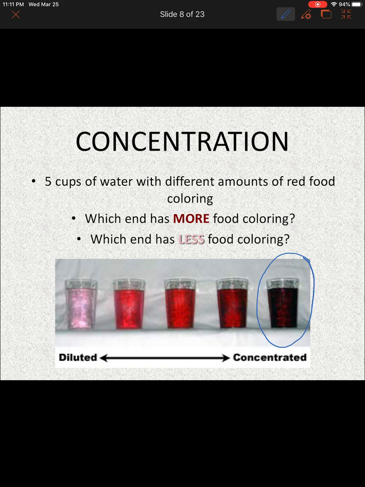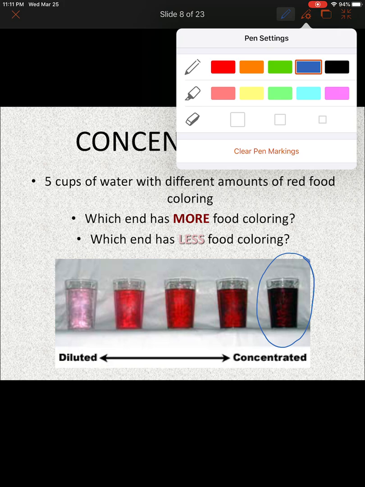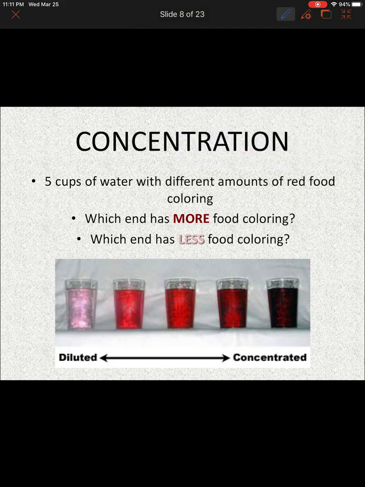Whereas if you look down the other end and you look at this one, it's really dark. Because even though you have the same amount of water, you've added more food coloring. So the more solute you have in the solution, the more concentrated it is. The less solute you have in the solution, the more dilute it is.